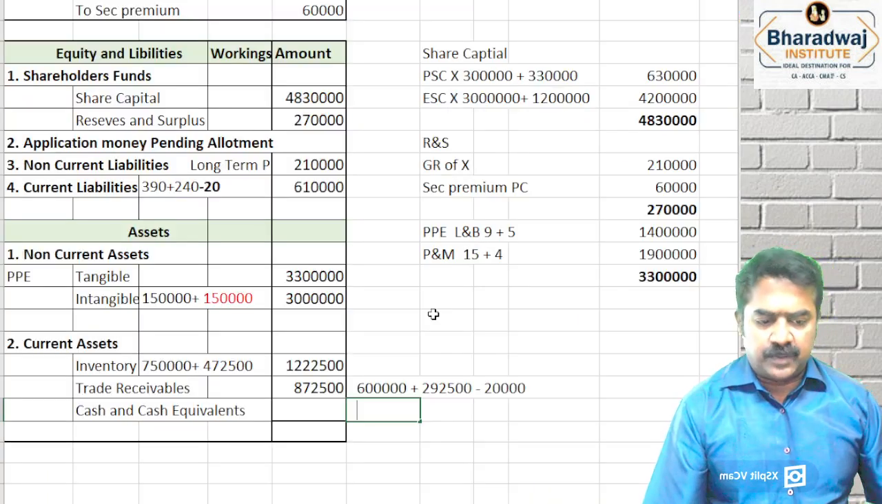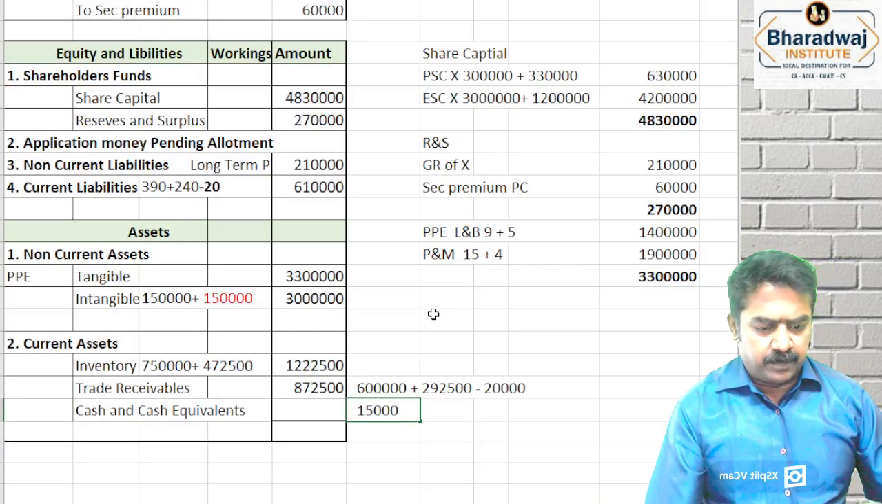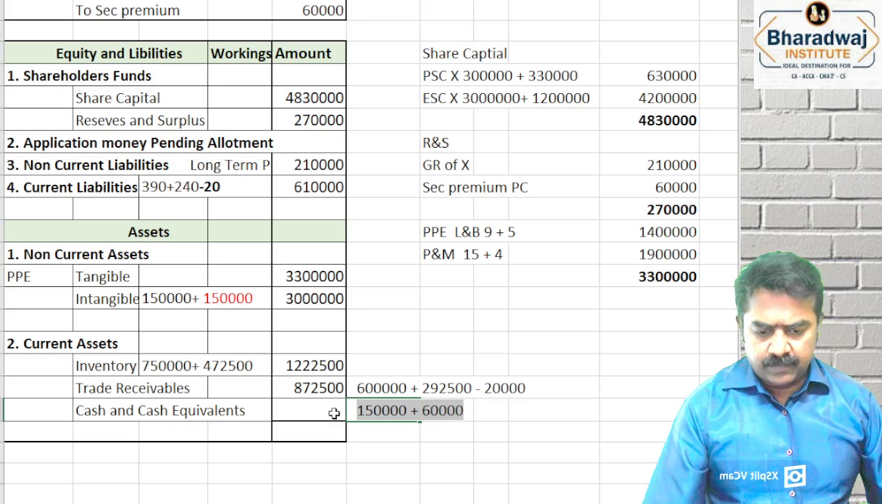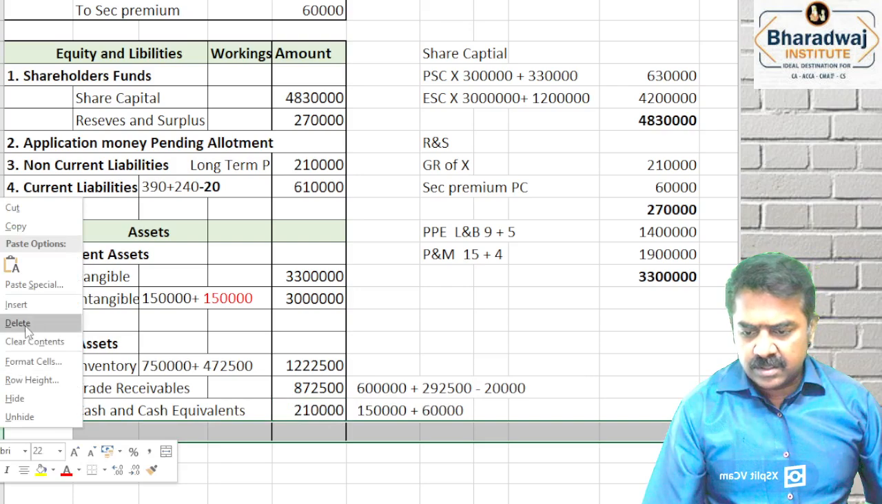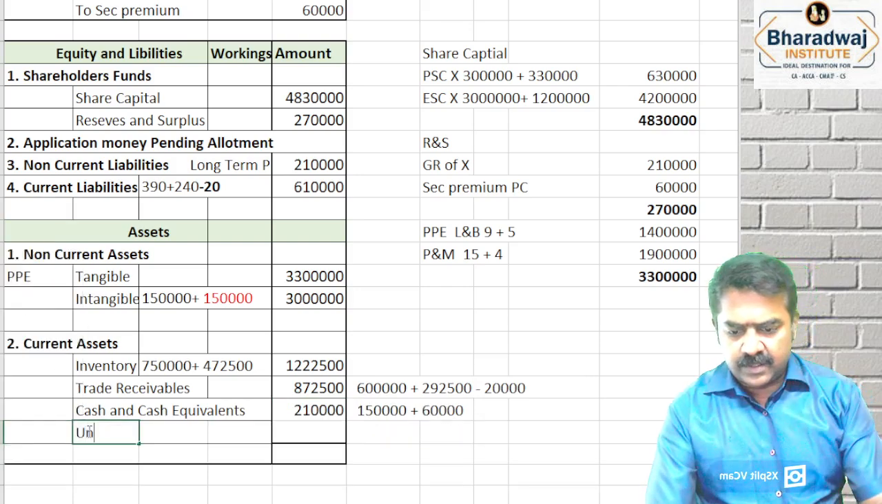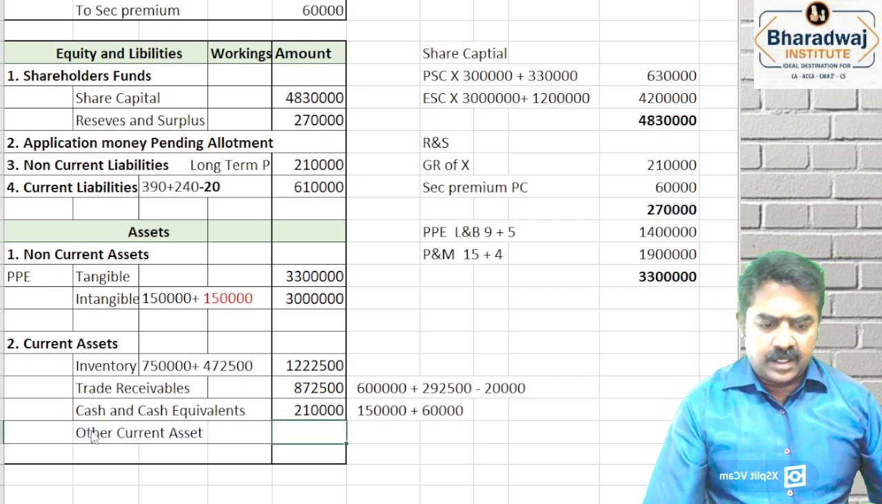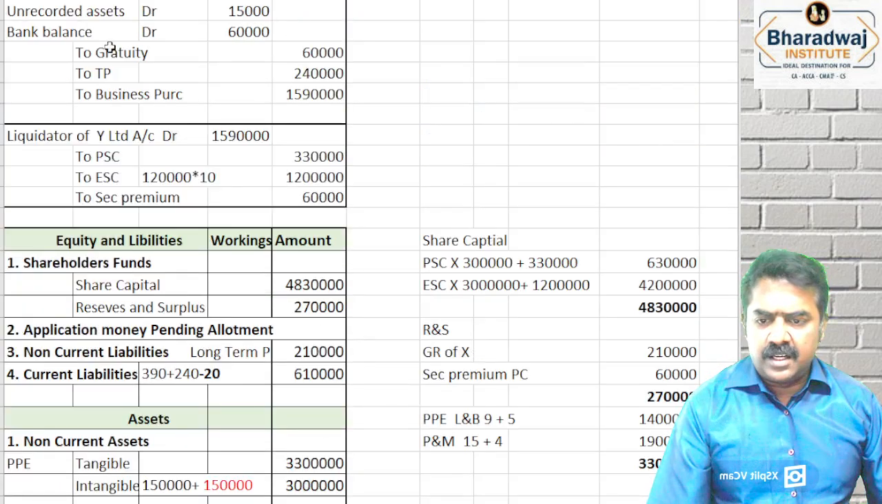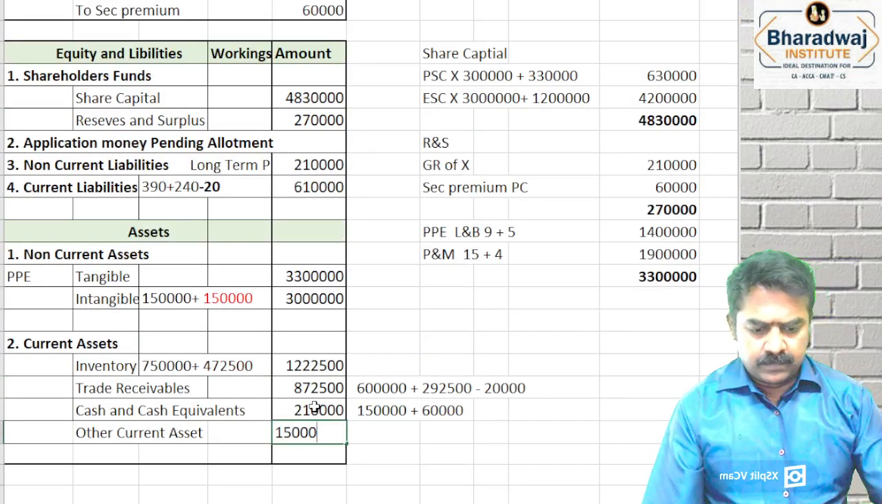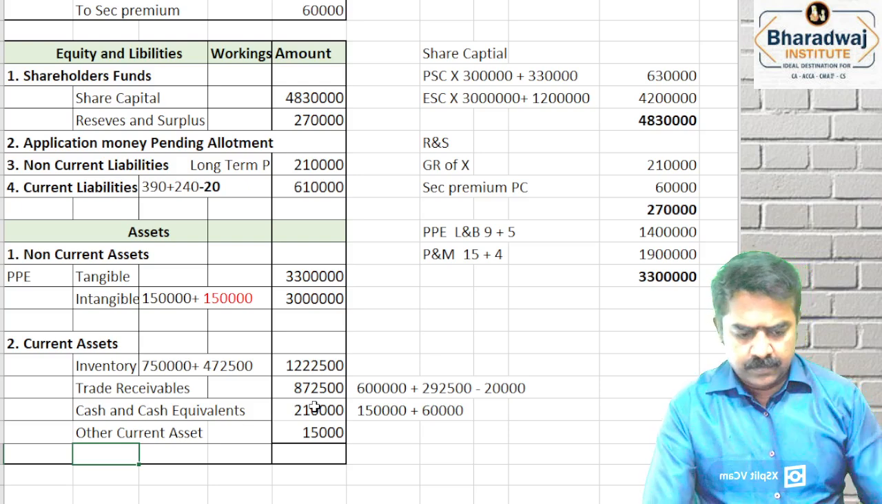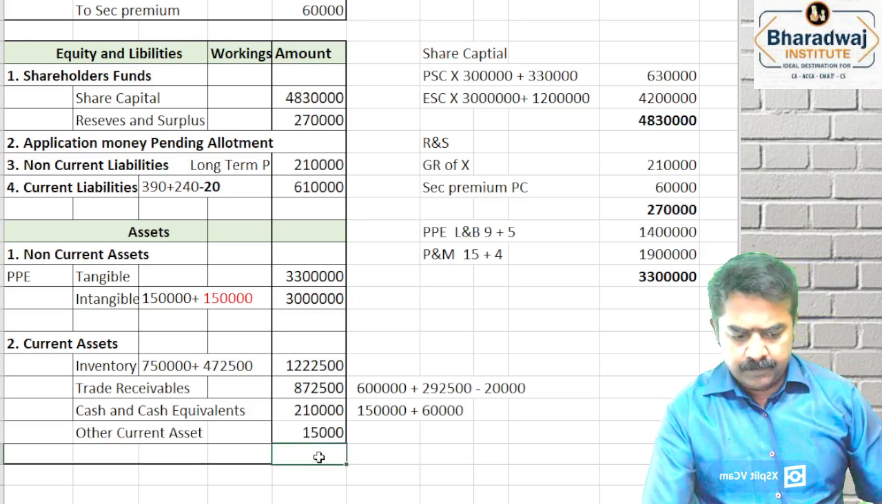Then cash and cash equivalents. What is cash and cash equivalents? 1,50,000 plus 60,000. How much? 2 lakhs. Very simple. One more asset, that unrecorded asset taken over. Other current asset. The unrecorded asset taken over by the company, we would have put it in the journal entry, 15,000, that will come. Total ₹59,20,000.